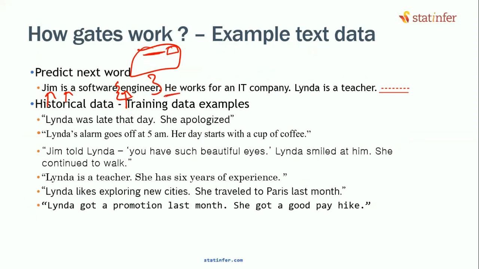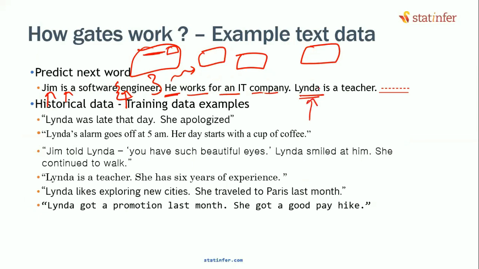Jim only. He. Who is he here? Whom are we talking about? Who is the subject here? In the second sentence, Jim works for an IT company. Who works for an IT company? Jim. Linda. Now the subject changes, isn't it? Does the subject change?